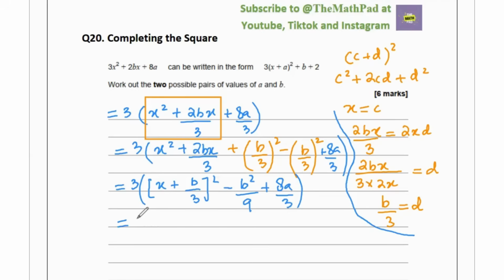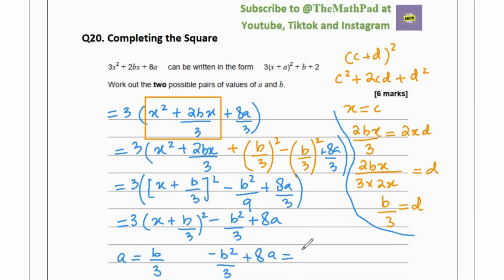Now we multiply the 3 with the entire thing. So 3 bracket x plus b over 3 squared minus b square over 3, because 3 times b square over 9 is b square over 3, and 3 times 8a over 3 is 8a. Now, if we compare this with the equation in the question, a equals b over 3 and minus b square over 3 plus 8a is equal to b plus 2. These are the two equations we have, which we will solve to figure out the value of a and b now.